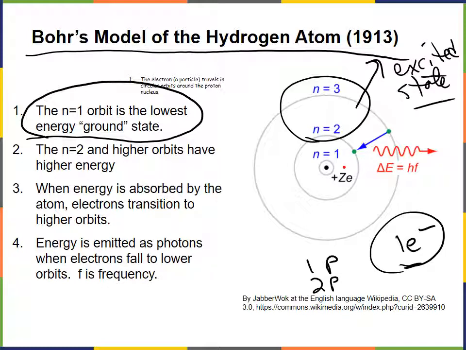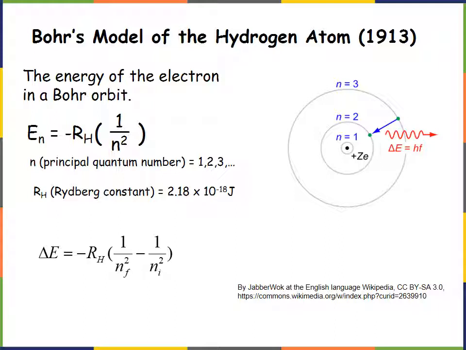Our excited states are unstable, and if our electron ends up in one of the excited states, it is going to go back down again to a lower state, and it's going to emit energy. And it's going to emit energy such that our delta E, our change in energy, is equal to Planck's constant multiplied by the frequency. There are quite a few equations that we can use for the Bohr model.